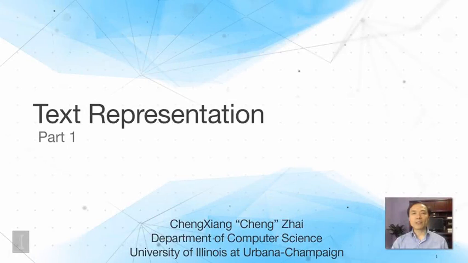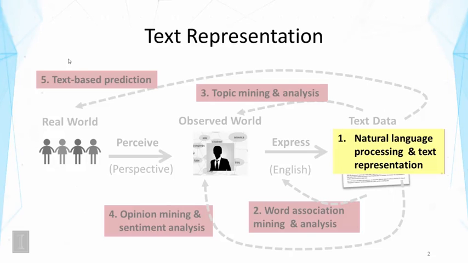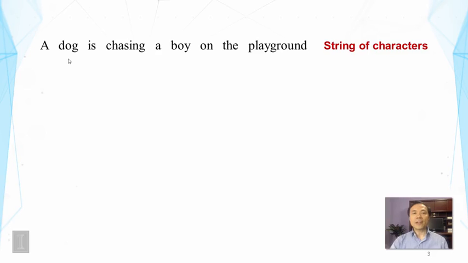This lecture is about the text representation. In this lecture, we're going to discuss text representation and discuss how natural language processing can allow us to represent text in many different ways. Let's take a look at this example sentence again. We can represent this sentence in many different ways.